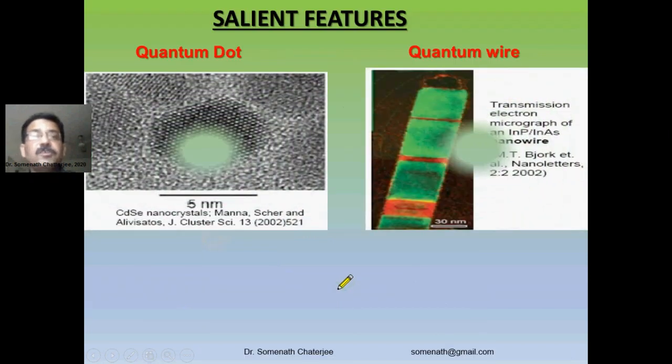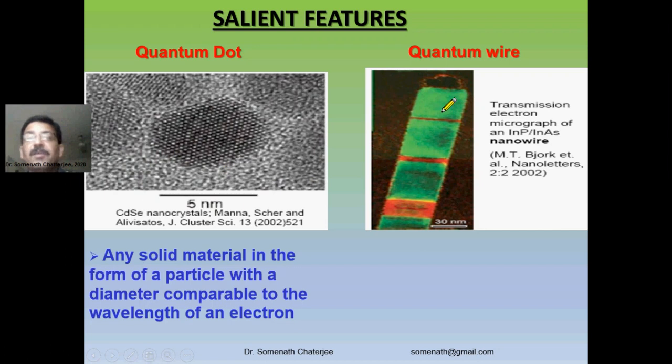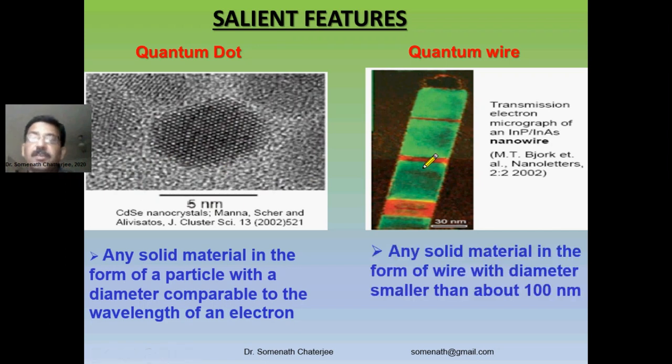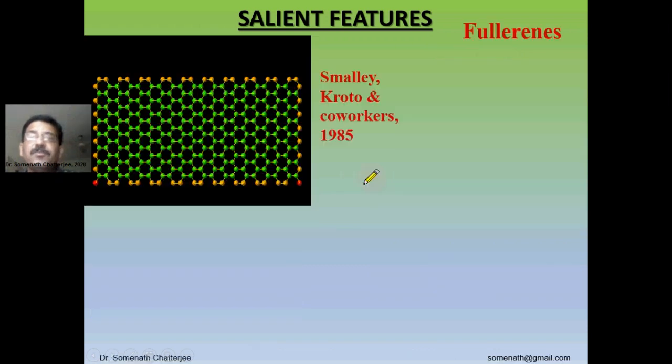Next is the quantum dot. This is the quantum dot, where you can see the amorphous structure here, and this one is a crystalline structure. When the crystalline structures are embedded in an amorphous matrix, and the diameter is less than 10 or 20 nanometers, then we can say it is a quantum dot. And this is a quantum wire, that means a solid material forming a diameter smaller than about 100 nanometers. So these are basically the nanostructured materials, we can say.